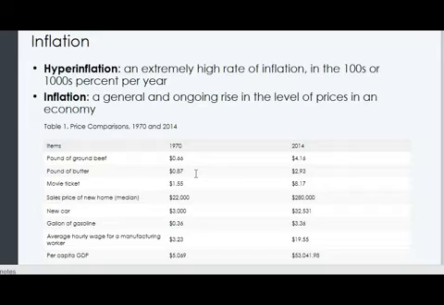Let's see. Hyperinflation, an extremely high rate of inflation in the 100s or 1000% per year. Okay, inflation naman, a general and ongoing rise in the level of prices in an economy. Pag sinabing hyperinflation, mas mataas pa sa 100% or even 1000% per year yung inflation. Napakataas, class. Okay, pag gano'n ang inflation, talagang babagsak na ang isang bansa. So, tingnan natin.